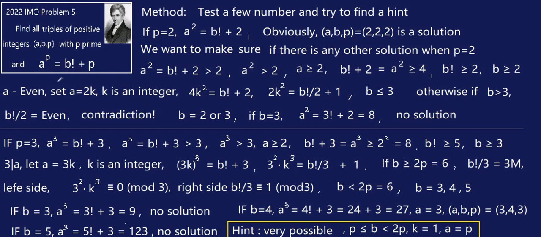For this problem, we see a to p's power. We may think about the Primitive Root theorem. Maybe someone can think about that method. Maybe we get another solution, meaning using the Primitive Root theorem.